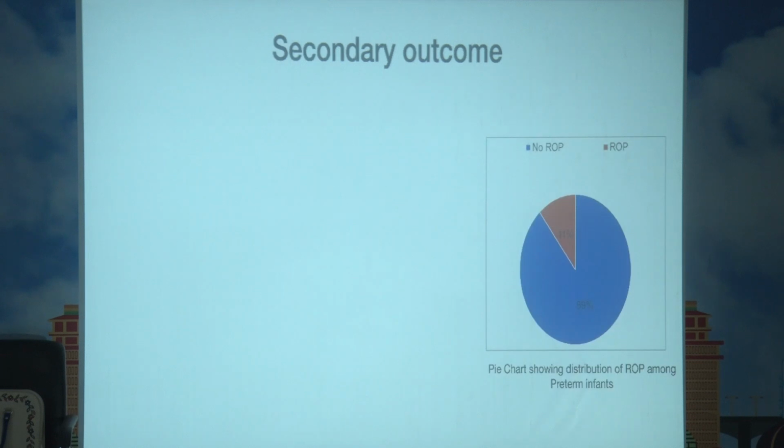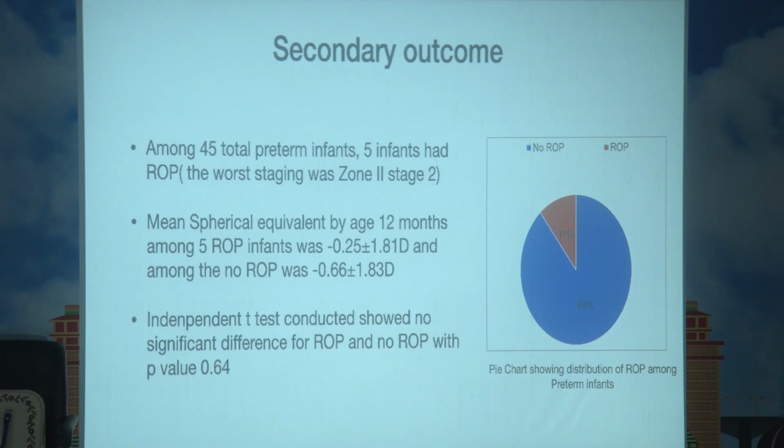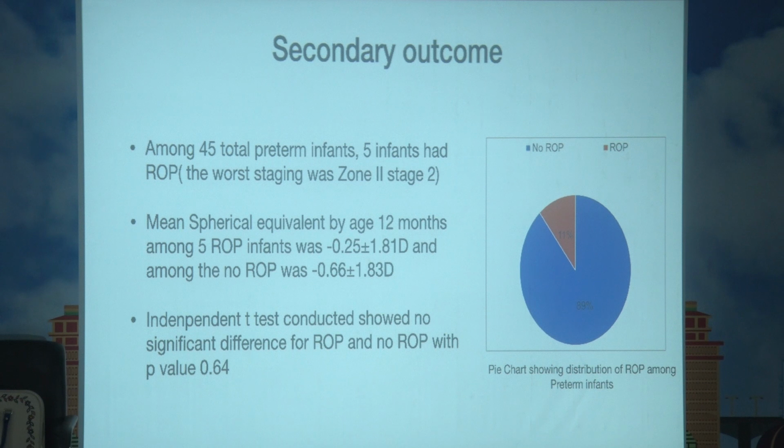Coming to the secondary outcome, this is the pie chart showing the distribution of the ROP among preterm infants. Among 45 total preterm infants, 5 infants had ROP. The worst staging was zone 2, stage 2, and when an independent t-test was conducted, it showed no difference between the ROP and no ROP with a p-value of 0.64 in our study.